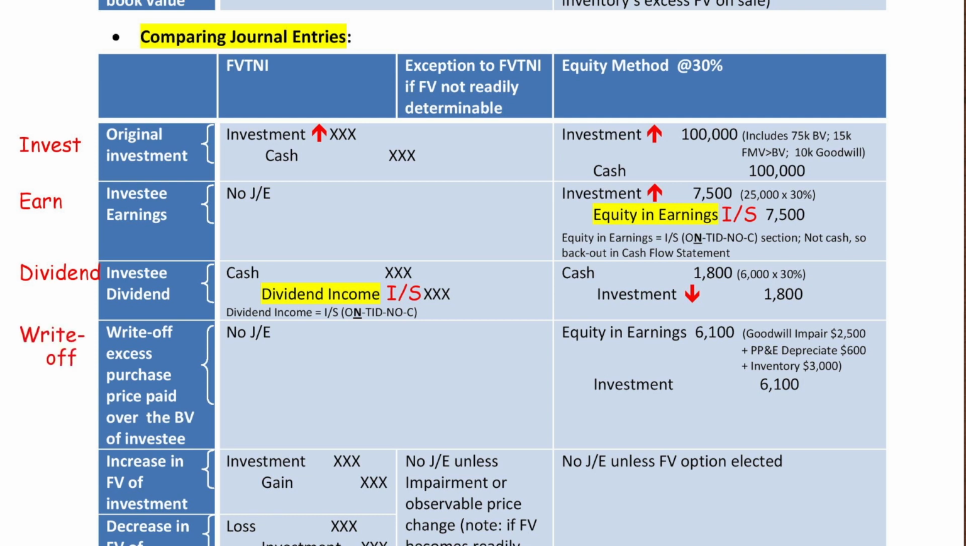Next we've got write-offs. Under the fair value through net income method, it's not accounted for as the investment is at fair value on the balance sheet. However, under the equity method, there is a debit to equity in earnings, which goes into the income statement. And draw a down arrow for investment as the investment account decreases with the write-offs. So we've seen write-offs for goodwill impairment, depreciation of PP&E, and for inventory, which had a higher fair value but was sold off after the investor acquired the stake in the investee.